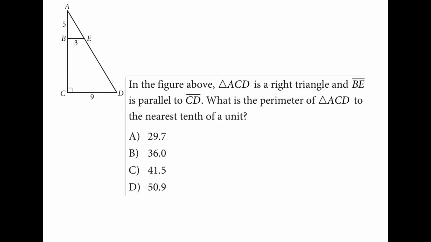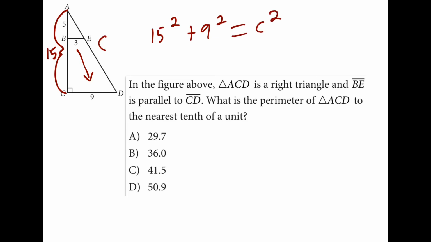Because we have these parallel lines, BE and CD, there is a proportional ratio. To get from 3 to 9, I tripled it. So to get from 5 to the side length of this larger triangle, I'm going to get 15. Now I can take 15 squared plus 9 squared is equal to c, the hypotenuse, c squared. And that will help me figure out what that side length is, which will build toward the perimeter. If I round this to the nearest tenth, I get 17.5. So I add that together with 15 and with 9, and my answer is C.